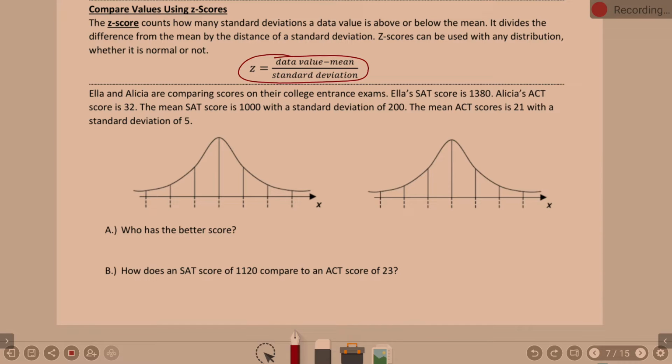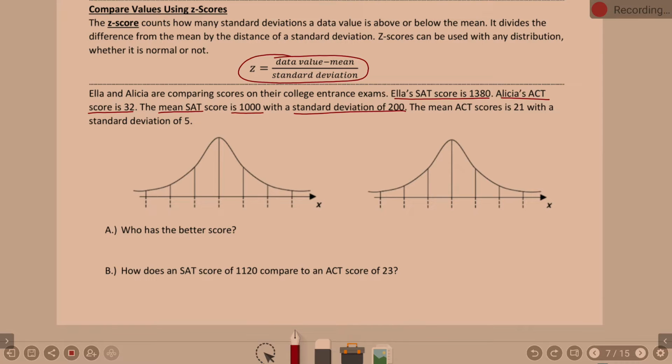Okay, so we had Ella and Alicia comparing scores. We had Ella's SAT score, 1380. Alicia's ACT score is 32. Now, work with me. Let's set these graphs back up like we had them yesterday. Mean SAT is 1,000, standard deviation of 200.